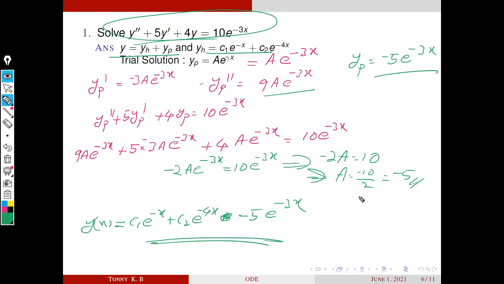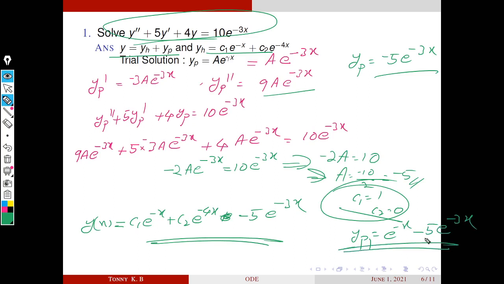For example, if you choose C1 equal to 1 and C2 equal to 0, that gives a particular integral. Another yp, let it be yp1. What is the particular integral corresponding to this choice of C1 and C2? e raised to minus x minus 5 e raised to minus 3x. This is also a particular integral. Anyway, this is the general solution.